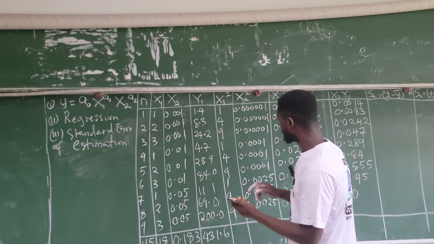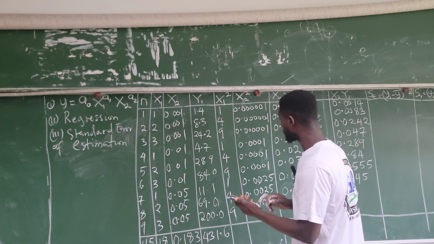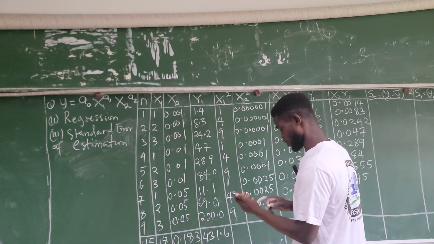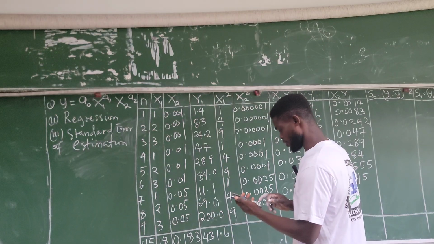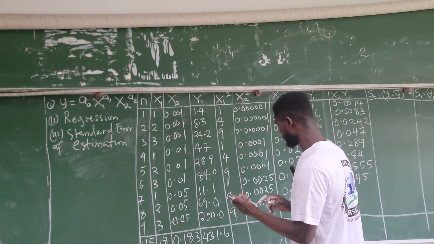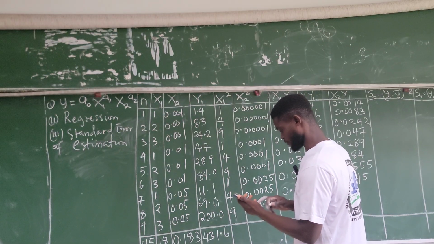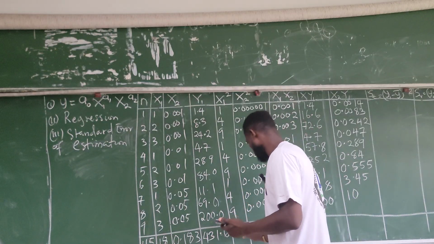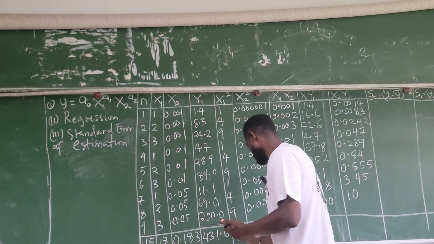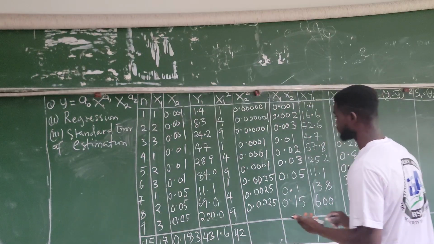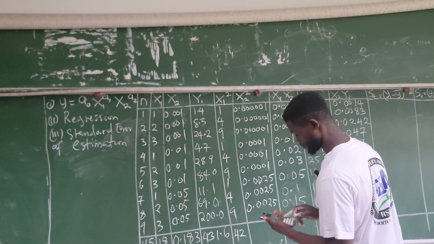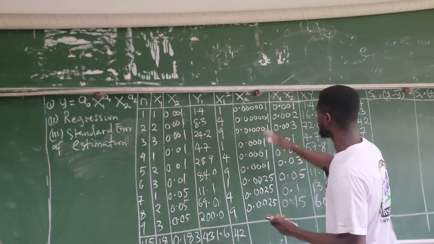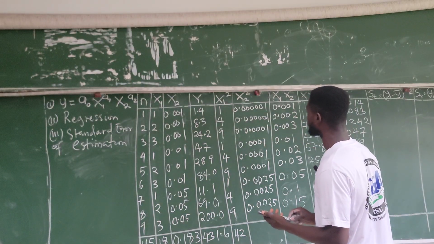So we have 1 plus 4 plus 9 plus 1 plus 4 plus 9 plus 1 plus 4 plus 9. That's 42. So we also sum this for x squared under subscript 2.